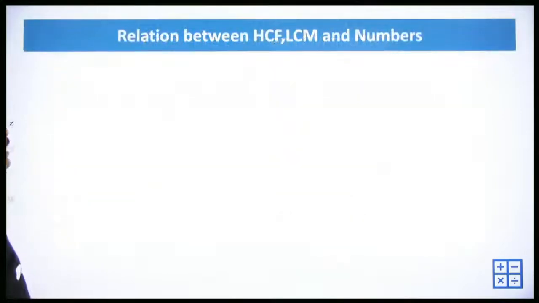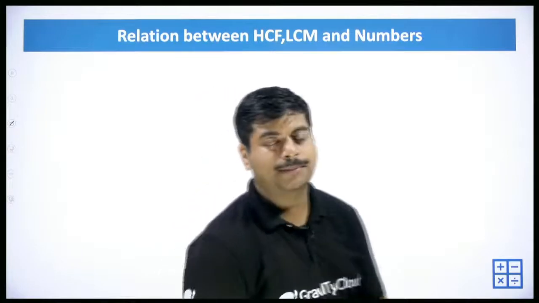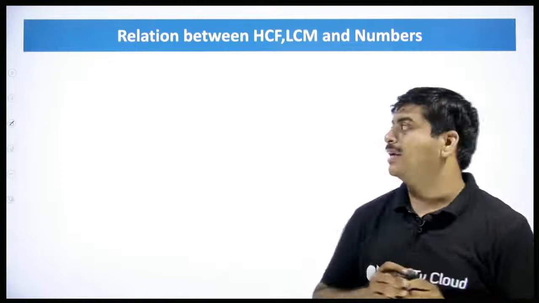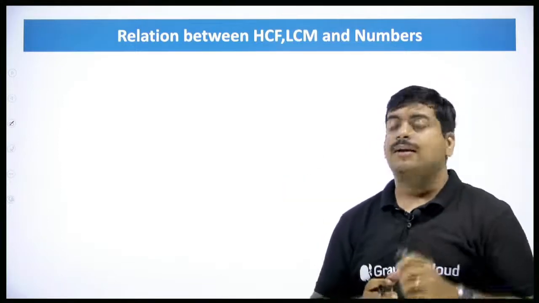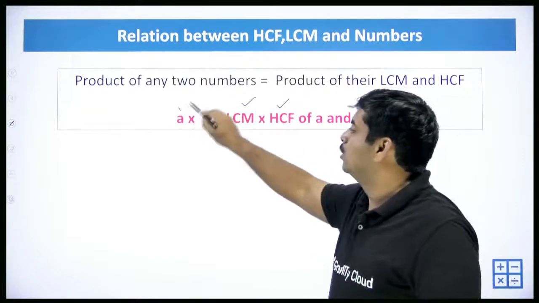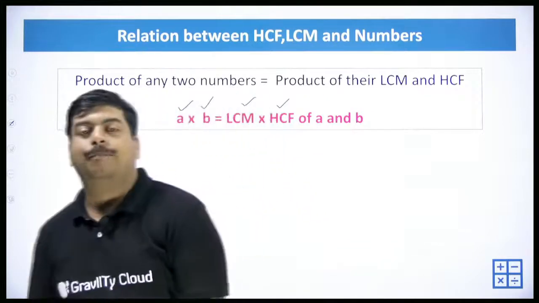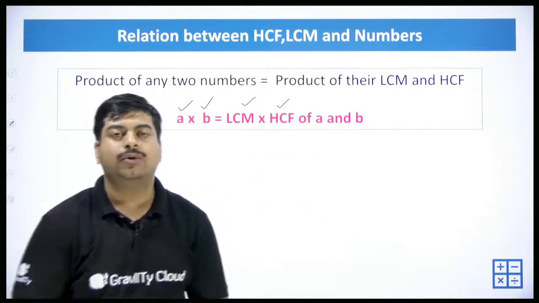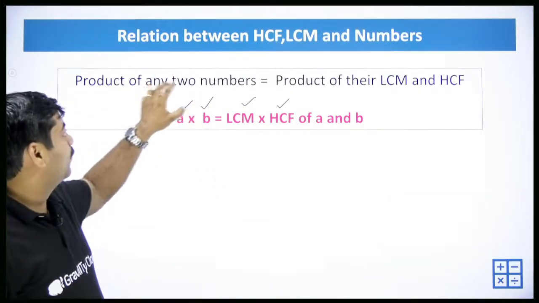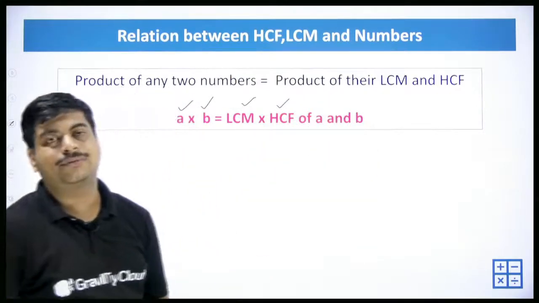So let's try to move ahead to see the relation between HCF, LCM and both the numbers. When we're taking two numbers and we're finding HCF and LCM, let's try to understand what is the relation between these two. The relation here says that LCM into HCF is equal to the product of two numbers A and B. The product of any two numbers is equal to the product of their LCM and HCF.